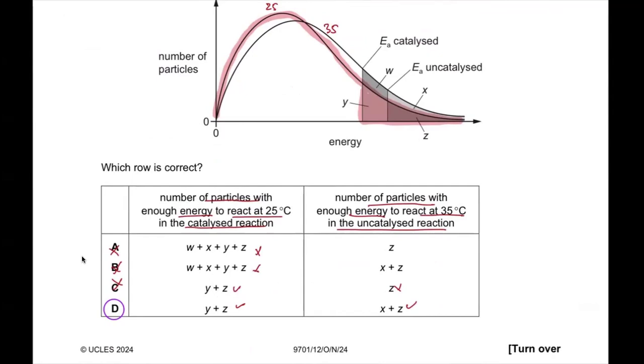No, because on the y-axis there is the number of particles. On the x-axis we have energy. So that's why the curve with the smaller height and moved more towards the right is the one at 35 degrees Celsius. So that is for the catalyzed reaction at 25 degrees Celsius. Is this clear? Now, the other one they are asking for is the uncatalyzed reaction at 35 degrees Celsius. So this one is 35 degrees Celsius, right? And uncatalyzed means this one. So this region has just X and Z. Is this clear?